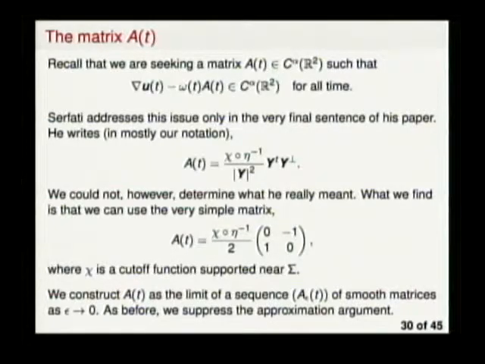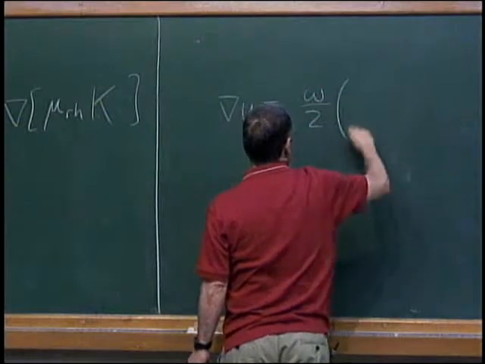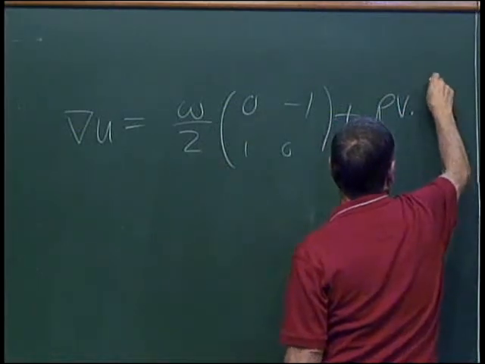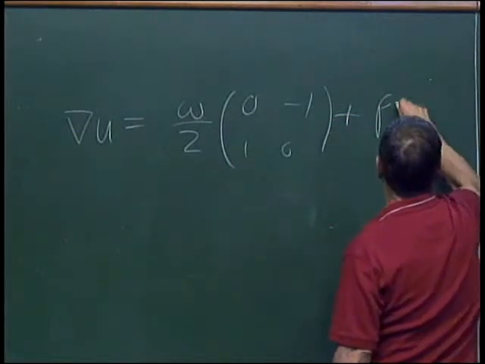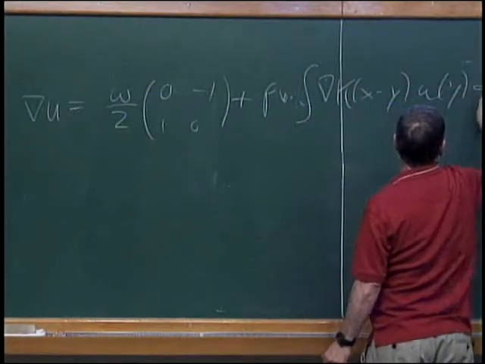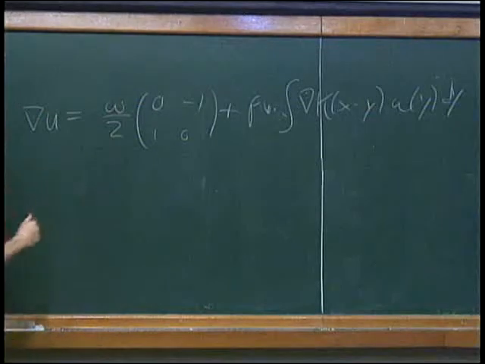in progress, is what you really have is the first part of the expression for the gradient of U. If you recall, the gradient of U for the smooth solutions was omega over 2 times (0, -1; 1, 0), plus, well, it's really the principal value of the integral of the gradient of K of x minus y times omega of y dy. So what you really do is you subtract off this multiplied by omega. But, of course, you have to stay within the region in which you have control, so you need the cutoff function chi. Right?